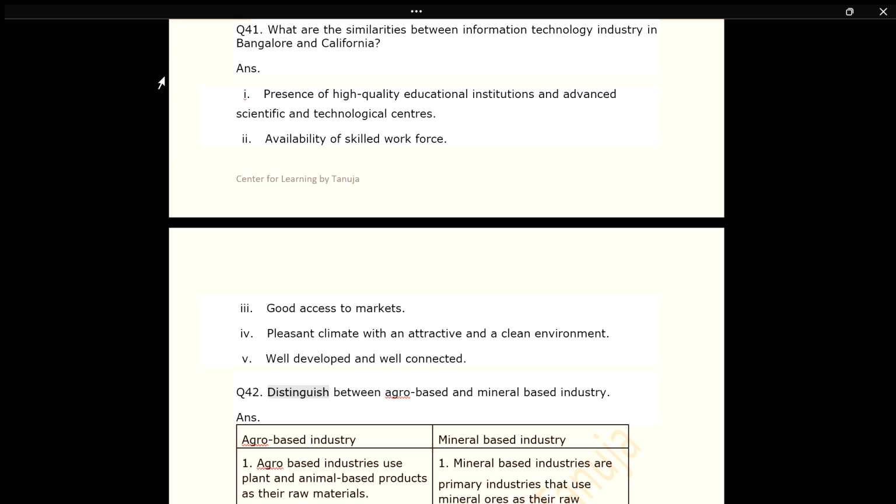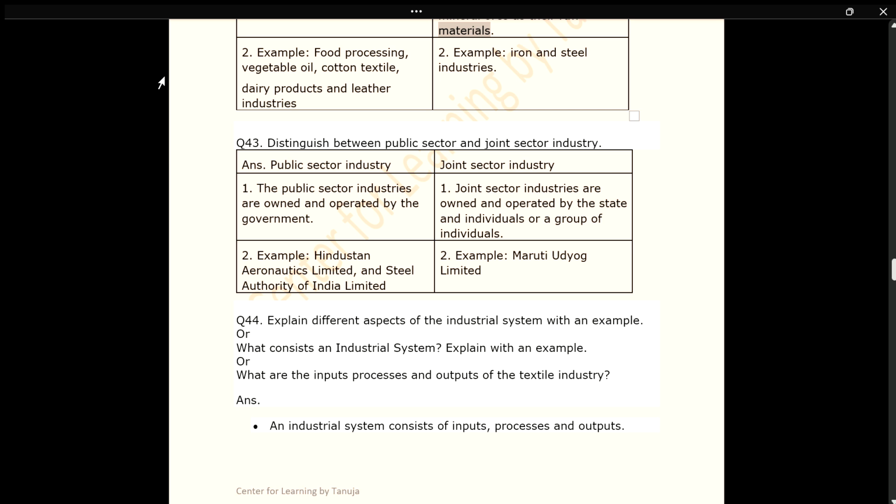Q42. Distinguish between agro-based and mineral-based industry. Ans. Agro-based industry: 1. Agro-based industries use plant and animal-based products as their raw materials. 2. Example, food processing, vegetable oil, cotton textile, dairy products and leather industries. Mineral-based industry: 1. Mineral-based industries are primary industries that use mineral ores as their raw materials. 2. Example, iron and steel industries.